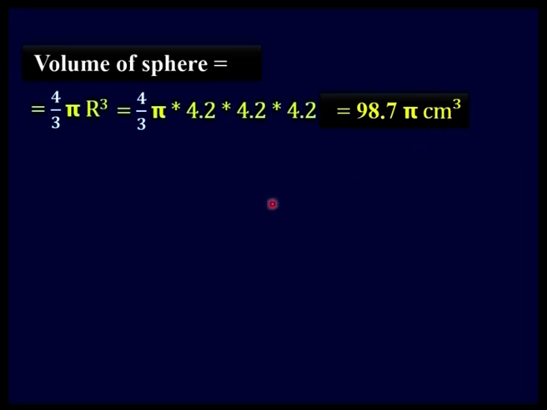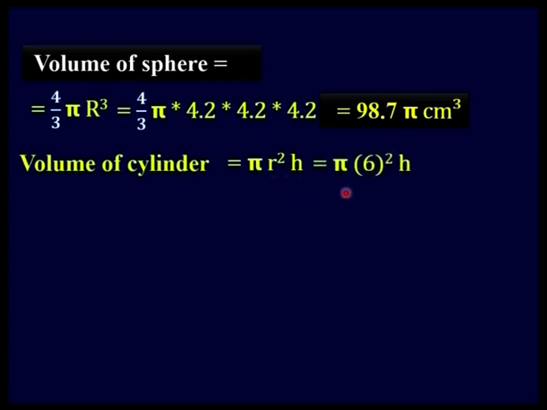Now, in the same way, find the volume of the cylindrical beaker. The volume of the cylinder is pi r square h. Keep pi and h as they are, and substitute the r value, which is given as 6. So, 6 square means 36, and 36 into pi into h is 36 pi h centimeter cube.